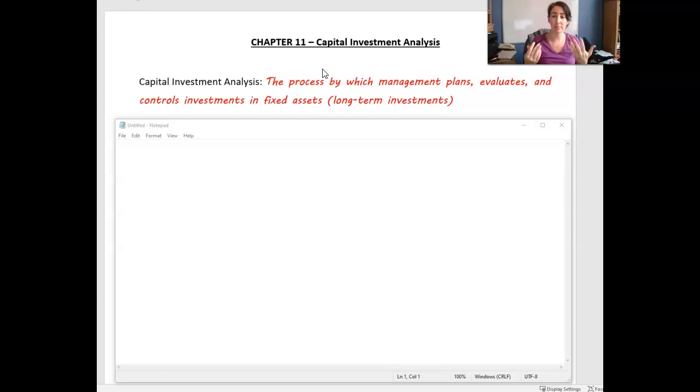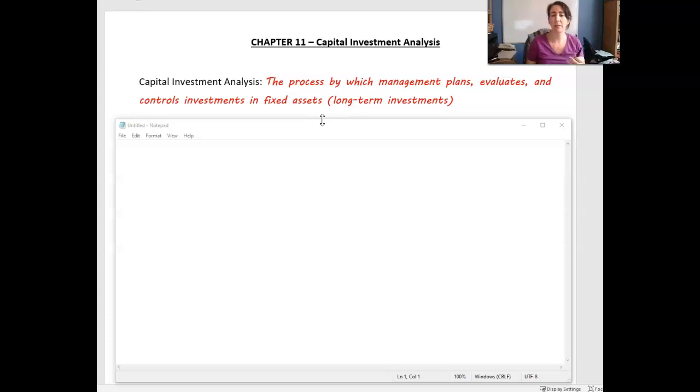Chapter 11, Capital Investment Analysis. Capital investment analysis is defined as the process by which management plans, evaluates, and controls investments in fixed assets, long-term investments. That's taken directly from your Cengage book. The idea is you have to decide where you're going to spend your money when you have it. Does it make more sense to expand our factory? Does it make more sense to upgrade our cars? How do we make those decisions?